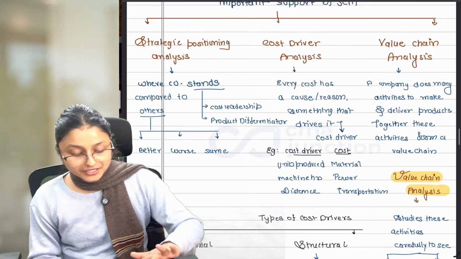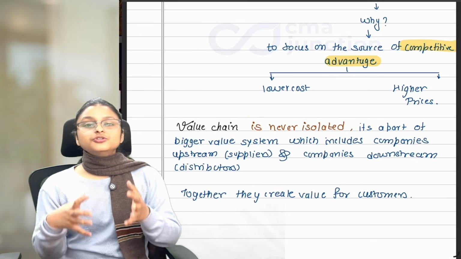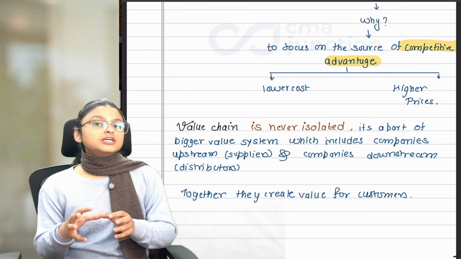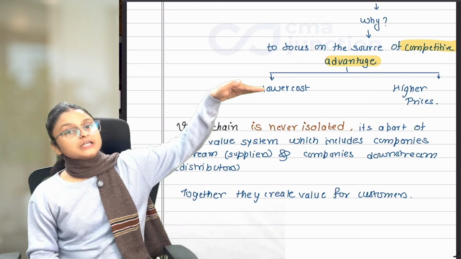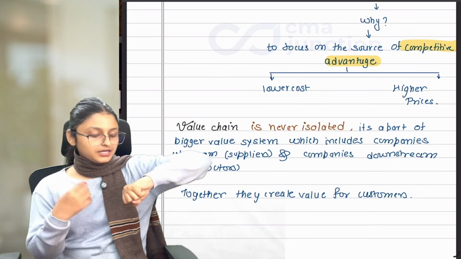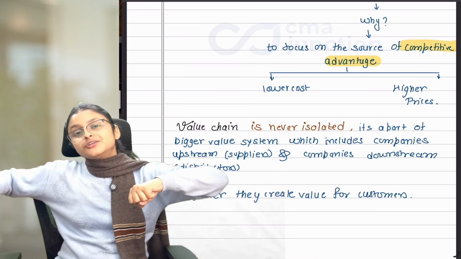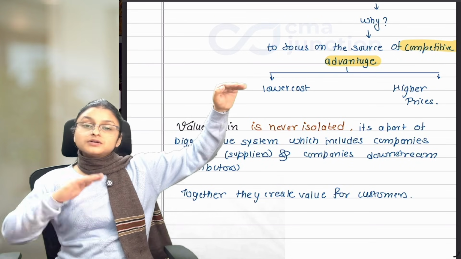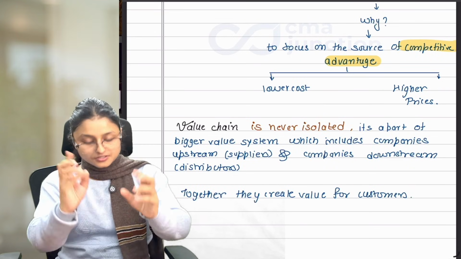Now after that we understood that value chain analysis is never isolated. That means value chain is not only what our company is doing. Value chain is made up of different companies working together, like companies upstream, which are known as our suppliers, who provide us our raw material. Then this raw material is converted by our company and then provided to distributors, which are known as companies downstream. So companies upstream, our company and companies downstream, all of them together provide value to the customer.